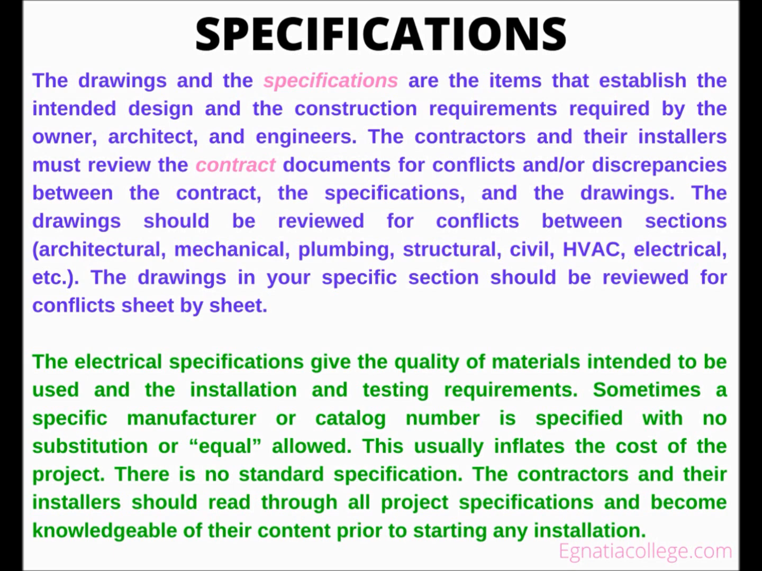The electrical specifications give the quality of materials intended to be used and the installation and testing requirements. Sometimes a specific manufacturer or catalog number is specified with no substitution or equal allowed. This usually inflates the cost of the project. There is no standard specification. The contractors and their installers should read through all project specifications and become knowledgeable of their content prior to starting any installation.